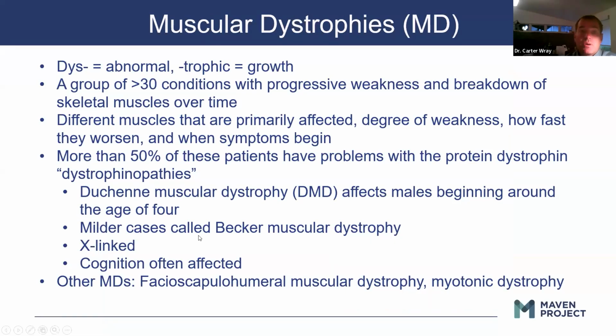So the reason this kid has this problem is a muscular dystrophy. Dystrophy meaning dys or abnormal, trophic meaning growth.